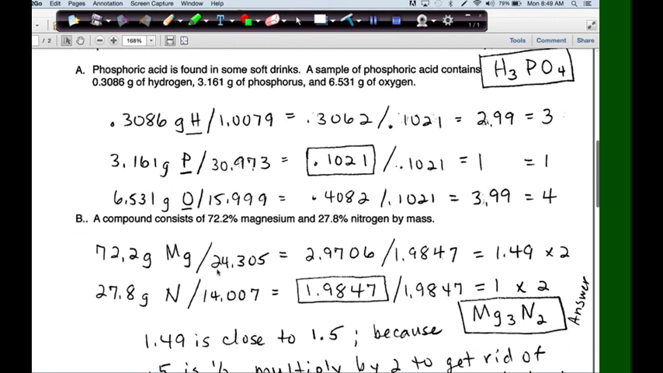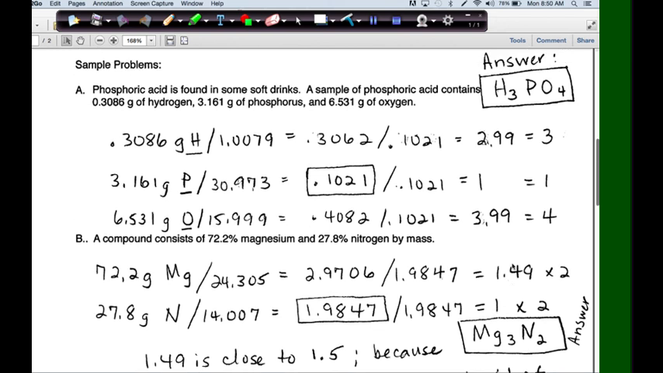So I divide the 72.2 grams of Mg by its molar mass from the periodic table, and I do the same for nitrogen. Step 3 says take the values that you get for moles, which one is the smallest number. In this case, I only have 2 to pick from. It's 1.9847. What do I do with it? I divide each of my numbers that I've just calculated by that smallest number. And in this case, I get 1.49 and 1.